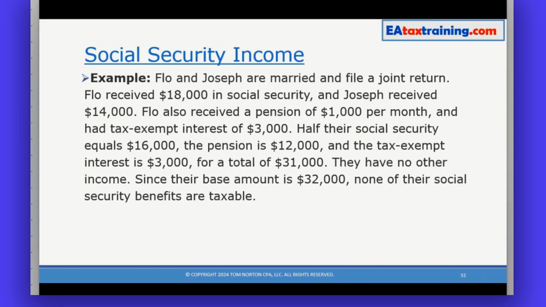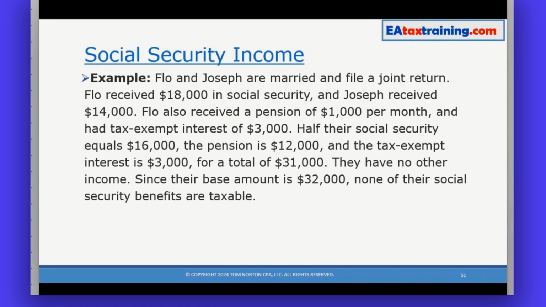Let's do an example. Flo and Joseph are married and file a joint return. Flo received $18,000 in Social Security and Joseph received $14,000. Flo also received a pension of $1,000 per month and had tax-exempt interest of $3,000. Half their Social Security is $16,000. Together they got $18,000 plus $14,000, that's $32,000, so half of that is $16,000.